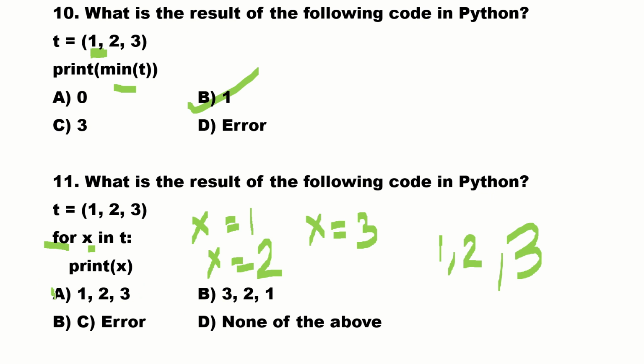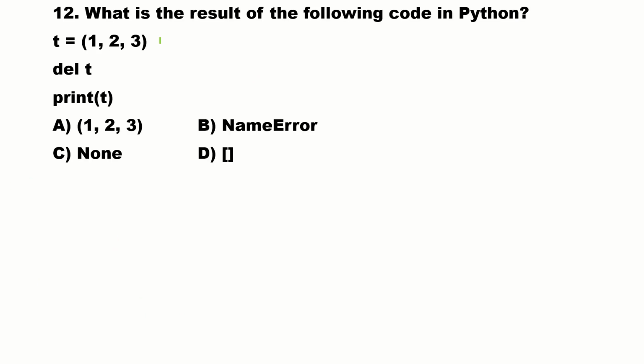So the correct option is option A. Next one. What is the result of the following code? Here T is given and asked to delete T and print T. What is the use of the delete statement? Delete statement means we can delete that complete tuple. Okay, del is used to delete a complete tuple.